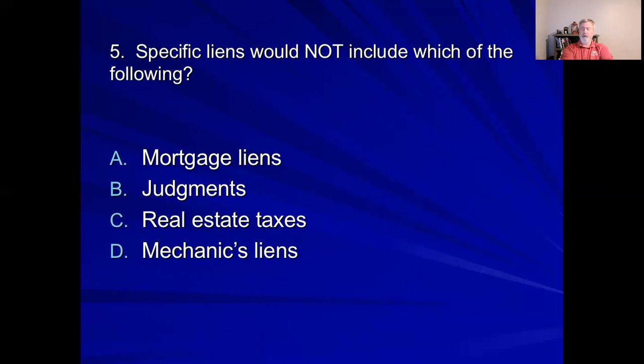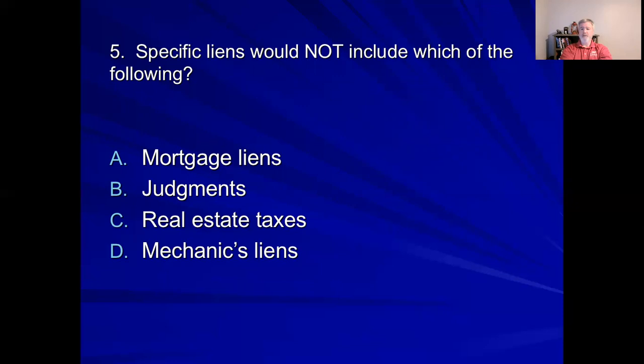Well, again, obviously we're talking about liens here, but there are different types of liens. Remember, some liens are considered specific liens, while there are other liens that are considered general liens. And you got to make sure you don't confuse the two, because really that's what they're asking here. Specific liens would not include which of the following, which suggests that 3 of those would have to be a specific lien. One of them is not. One of them would be a general lien.